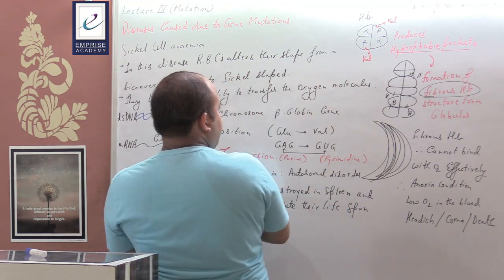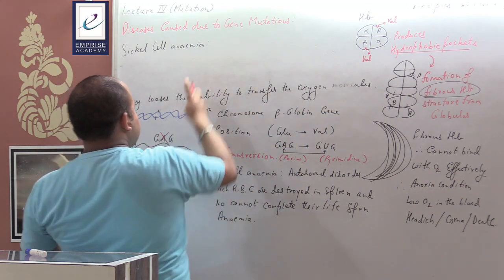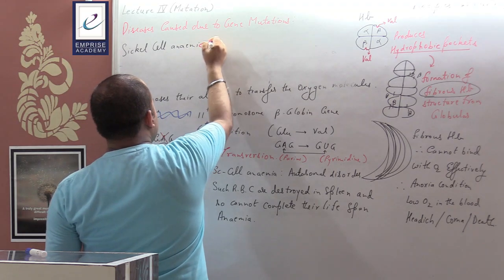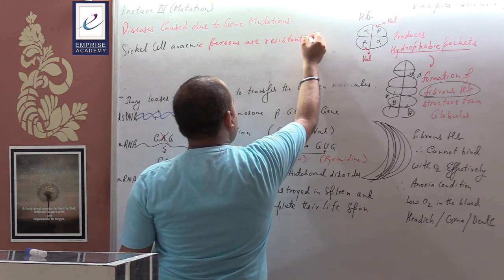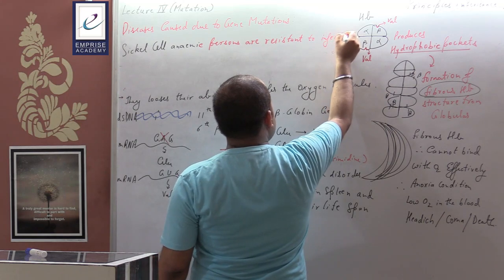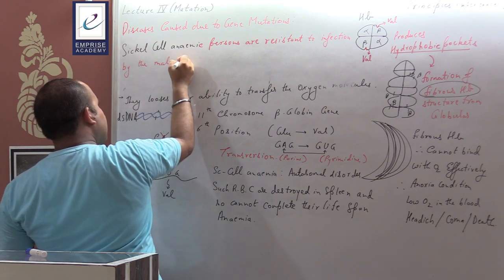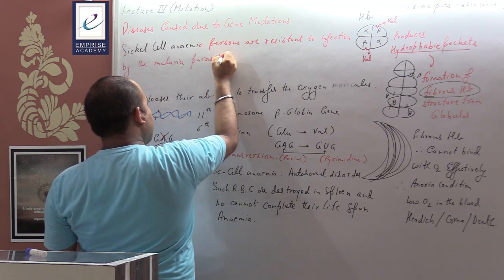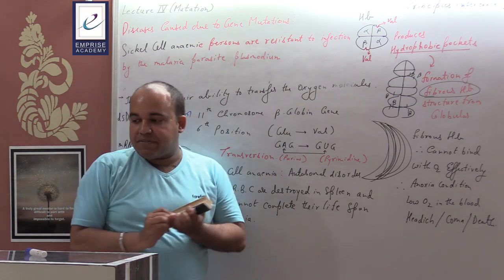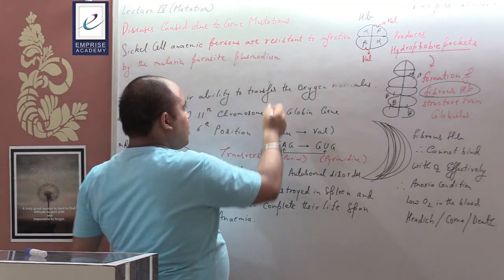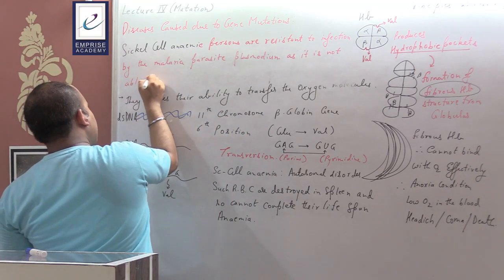The last point and the most important point is that sickle cell anemic persons are resistant to infection by the malaria parasite, Plasmodium, as it cannot complete its life cycle within such individuals.